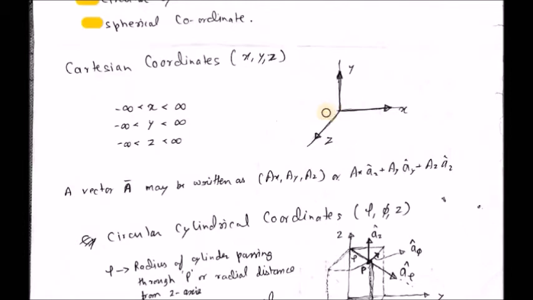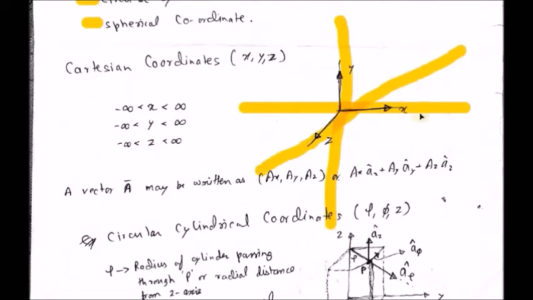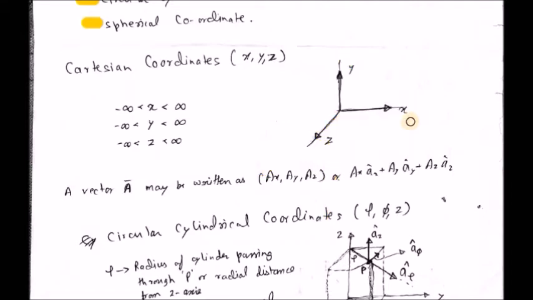Now x can vary from minus infinity to plus infinity, and since infinity is a hypothesis, it cannot be equal to infinity. So x is between minus infinity and plus infinity, and no equality sign will be there. y can vary from minus infinity to plus infinity, and z can vary from minus infinity to plus infinity. These are the ranges of the x, y, z coordinates in the Cartesian coordinate system.